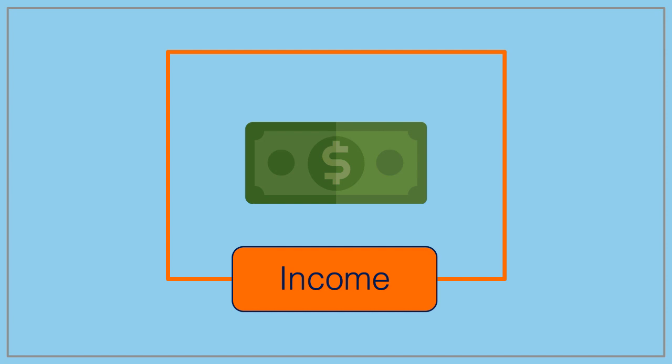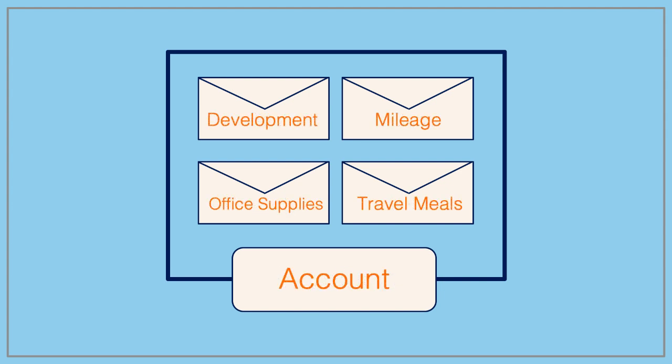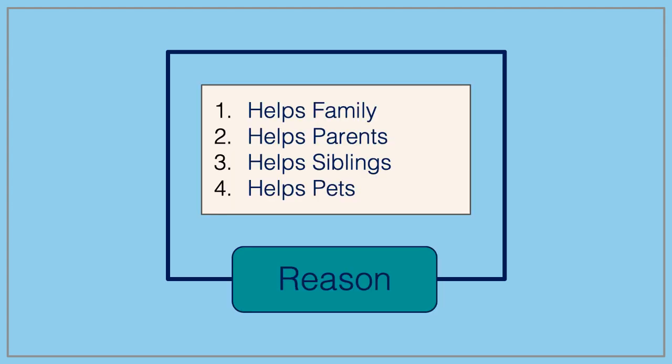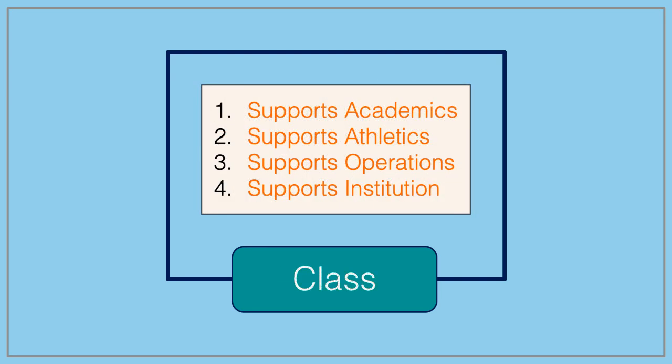We can also explain where the money is coming from using our income source, or fund. The department receives a portion of the fund for the expenses related to their needs. Then we can explain what we are purchasing with our envelope, or the account. The last required chart field explains how spending this money helps support the university, and that is the class.